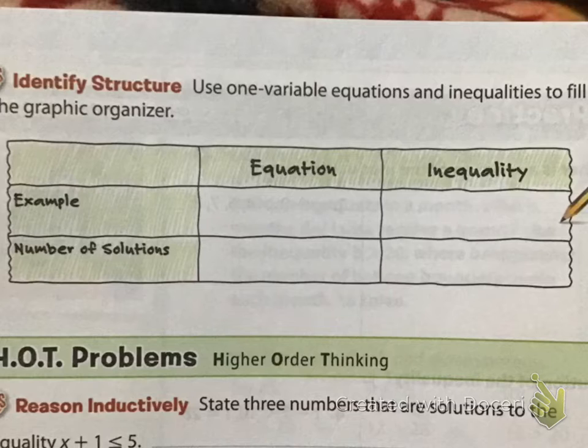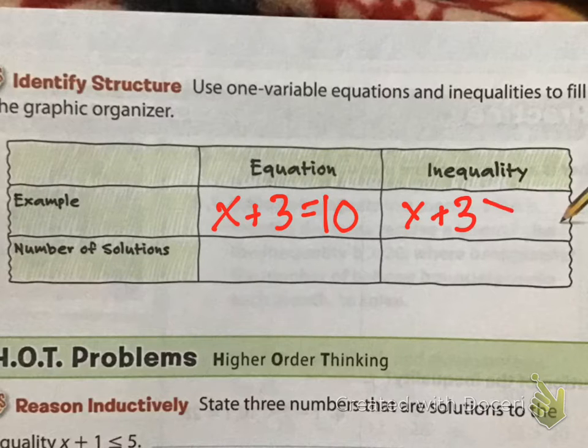So here we use one variable equations and inequalities to fill out the graphic organizer. So, for an instance for that one, all we do is come up with something. Ready? X plus 3 equals 10. How about this one? X plus 3 is greater than 10. Okay? Same thing, but I changed the sign.